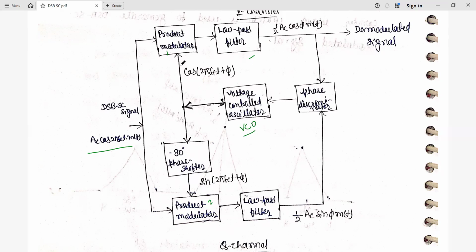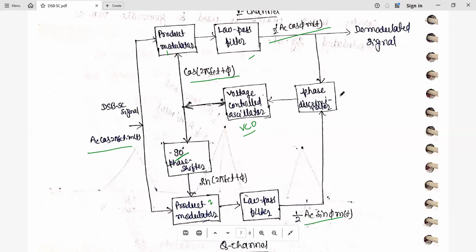Now what is the difference between the two modulators? One modulator has carrier signal cos(2πf_ct + φ), whereas the other has the carrier signal with a minus 90-degree phase shifter, so it becomes sin(2πf_ct + φ). After the low pass filter, as we have seen earlier for coherent detectors, what is the output? Half A_c cos φ into m(t). This is the output of the coherent detector. Here the function is the sine, so this is the output of the second: half A_c sin φ m(t).